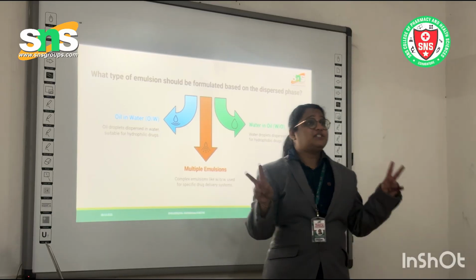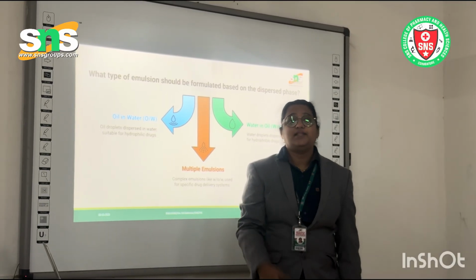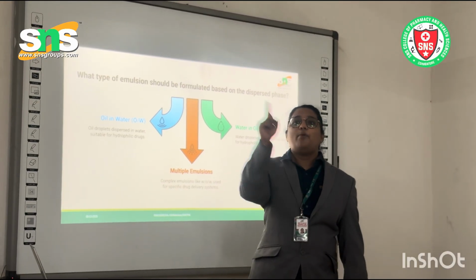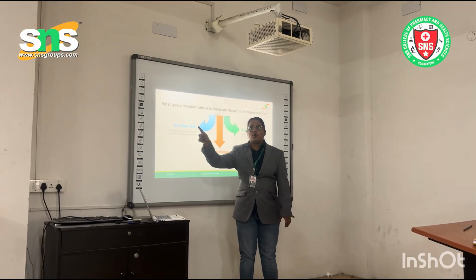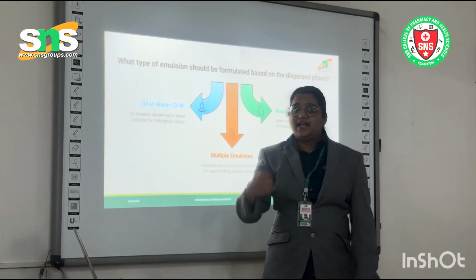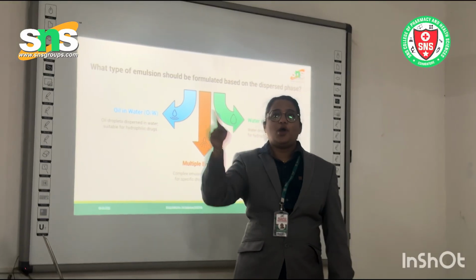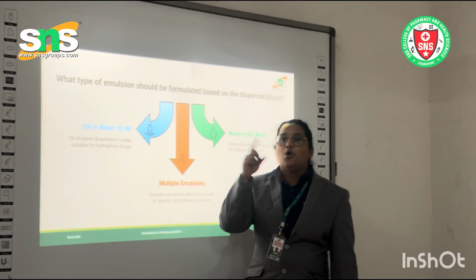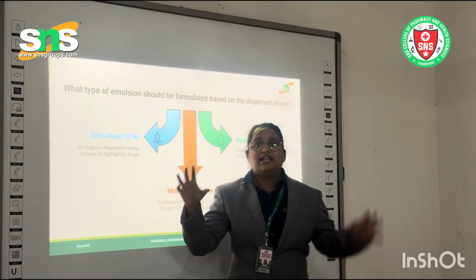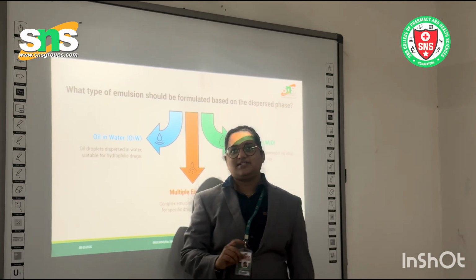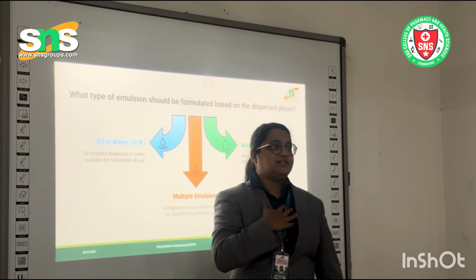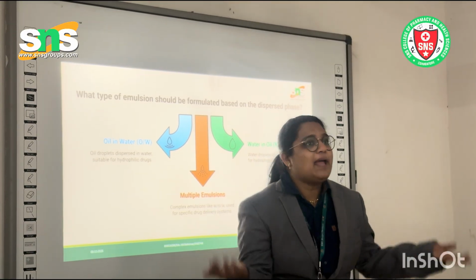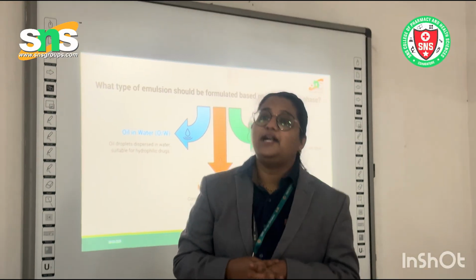Apart from these 2 types of emulsions, we have one more emulsion, that is multiple emulsion. Multiple emulsion is O/W/O as one set, and another set is W/O/W. Two types in multiple emulsions. In O/W/O, 2 phases are oil phases and one phase is water phase. That means the phases are more than 2, so it is called multiple emulsion.